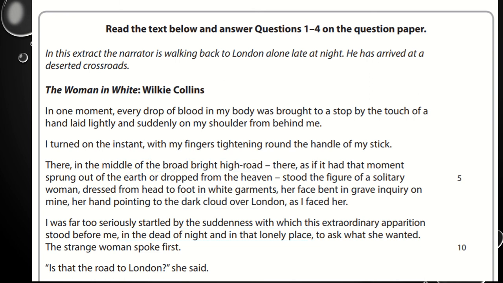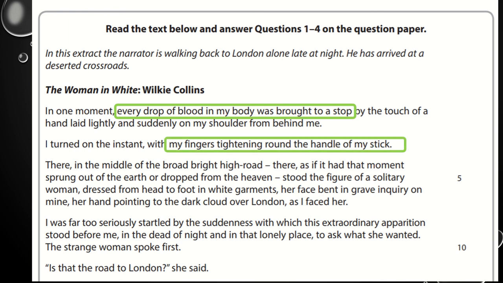We then also have the imagery. Every drop of blood in my body was brought to a stop. So it's a heart-stopping moment. It literally didn't stop, but it suggests that's what's happened. It almost had a heart attack. My fingers tightening around the handle of his stick suggests tension. He's gripping his stick because he's had such a surprise. As if she has sprung out of the earth and dropped from the heaven. She hasn't really. Obviously, she's come out of a hedge. But it felt like she appeared out of nowhere. Now, did she come out of hell or drop from heaven? He's unsure. But that is still that sort of ghostly imagery.